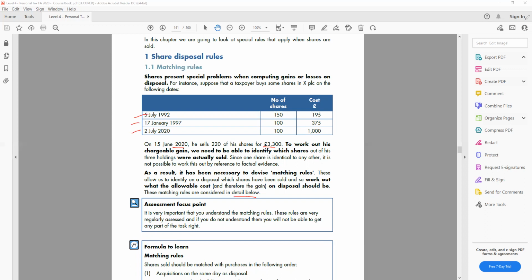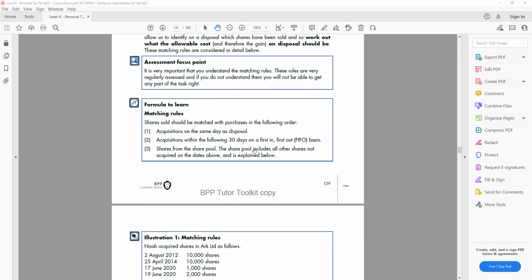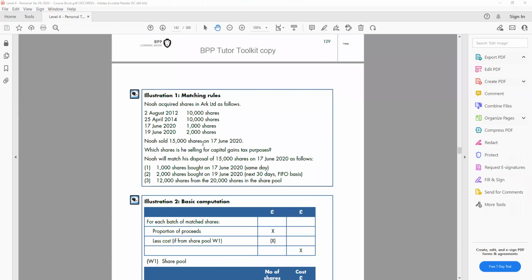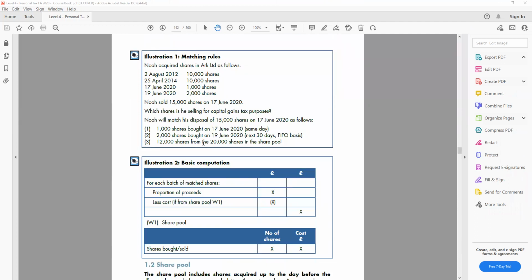Let's have a look at how we see these rules. The first one, acquisition on the same day, then the next 30 days, that is FIFO basis following 30 days, and then the share pool. So let's try to understand that. Let's look at one example and hopefully you'll understand from there.